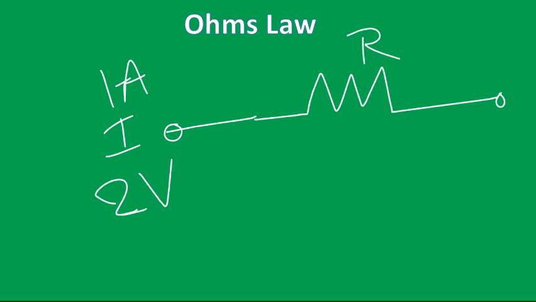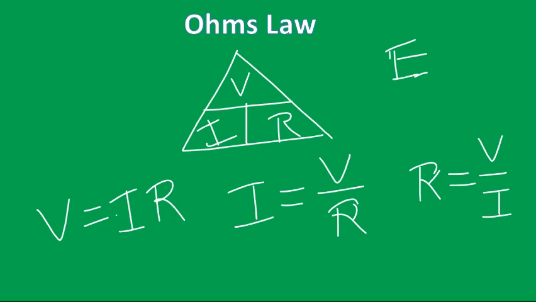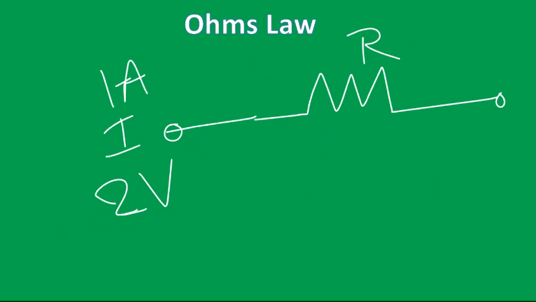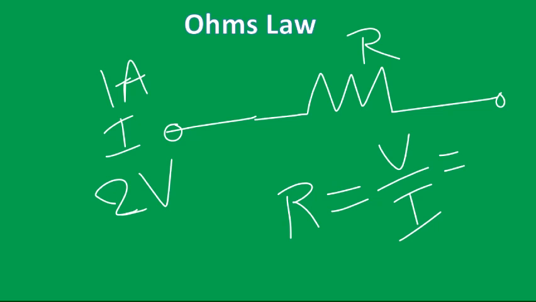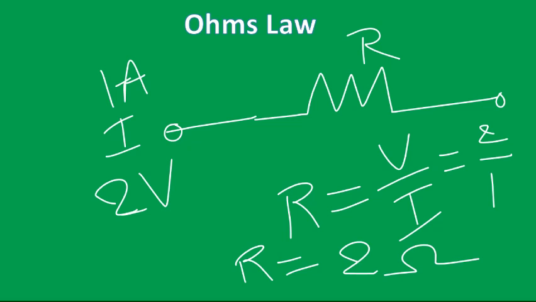Now we don't know the resistance. As we already stated here, R is equal to V by I. What is V? 2 volts. What is current? 1 amp. So R is equal to 2 ohms.